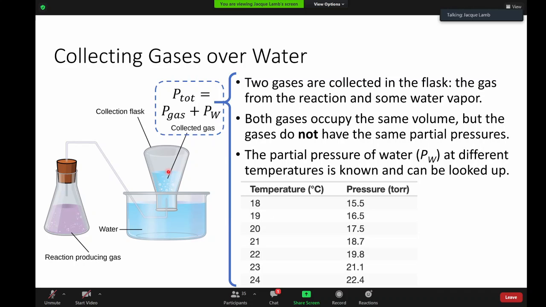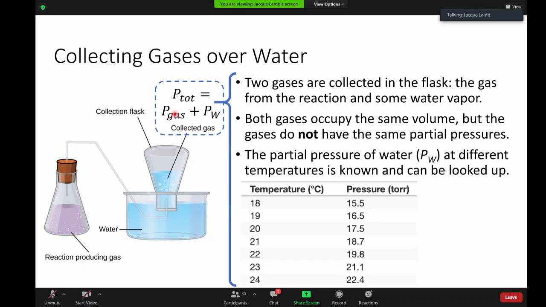at given temperatures. There are tables that will give you the partial pressure of water at every 0.2 degrees. This shows you 1 degree increments, but you can find it written in 0.2 degree increments in tables very easily. And you can determine what the partial pressure of the water is. And the total pressure in this system will generally be atmospheric pressure, whatever atmospheric pressure is. So you can determine the pressure of the gas that's collected by subtracting out the pressure of the water.